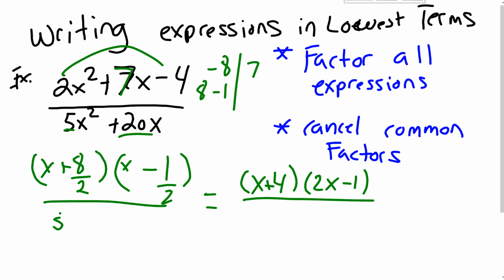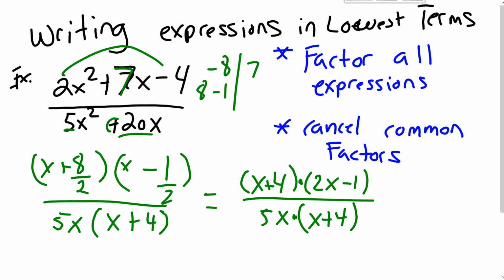So I take out a 5 and an x. And now I have x plus 4. And then, so now this is multiplication here. And now right down here is also multiplication. That's why I want to do it, because now I can cancel.